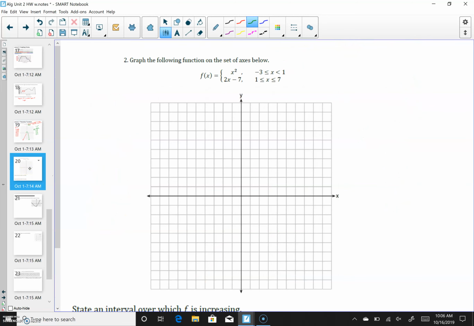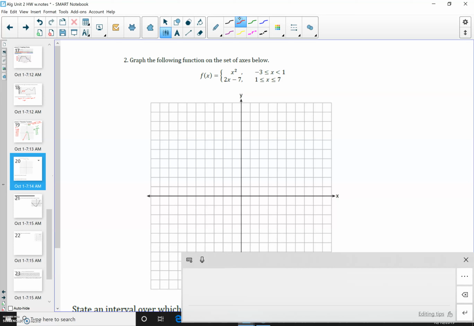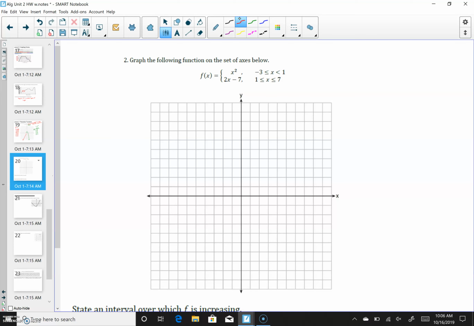For number 2, we're going to set up the same thing. The only difference is we should notice here that we have two distinct stopping points for both equations. So there should be no arrows on this graph at all. For x squared, it tells us exactly how to set up our table. It wants us to go from negative 3 to 1. So negative 3, negative 2, negative 1, 0, and 1.